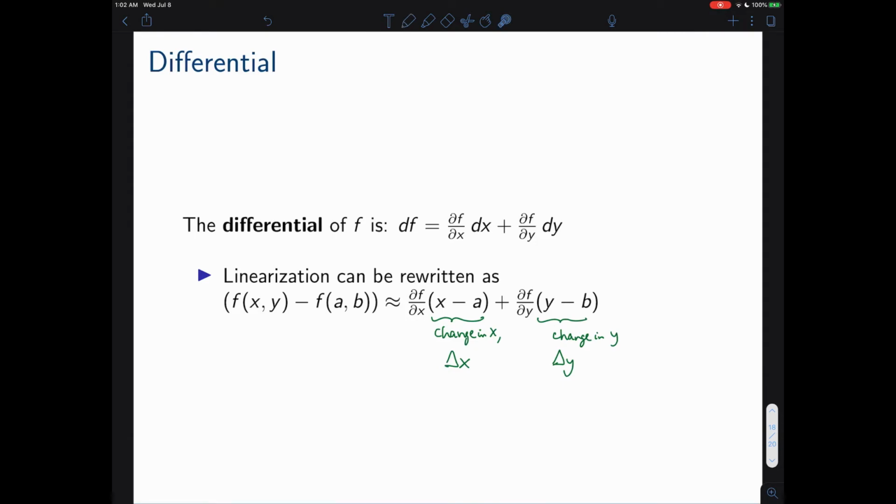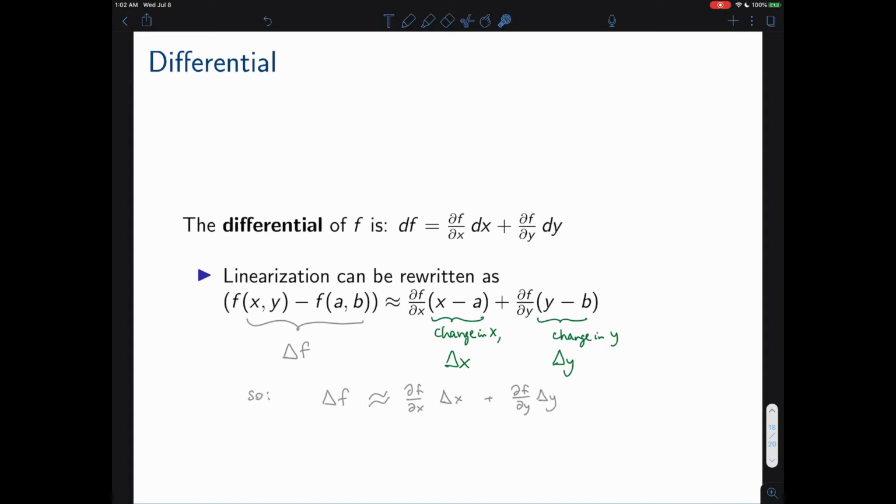The change in f here, or the change in the z coordinate, started out at a certain value f of ab, and then ends up at a different value f of xy, and this amount of change is usually written as delta f. So we end up with an equation like delta f is approximately equal to partial f partial x times delta x plus partial f partial y times delta y.